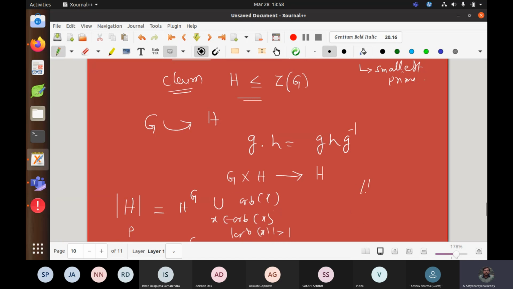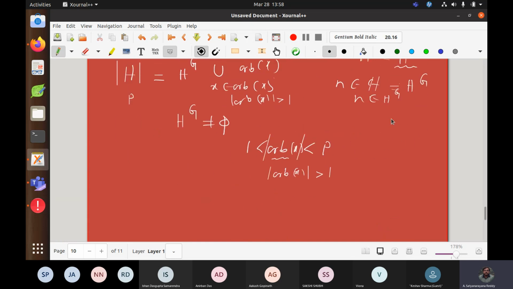So that means that H is equal to H^G. So what is the meaning of that? Every element h in H is in H^G. Right? h belongs to H^G means this h is fixed by every element of G. h belongs to H^G, meaning, think of X^G if you have doubt. So that is g·h equal to h only.